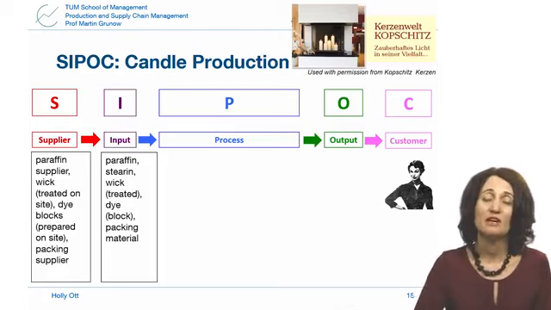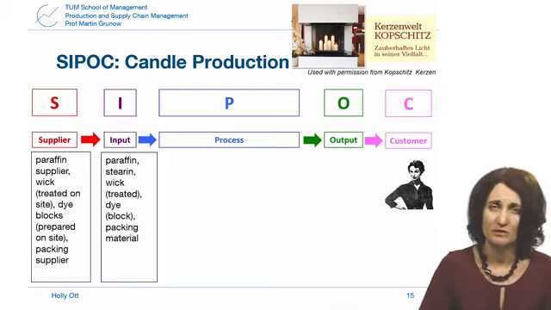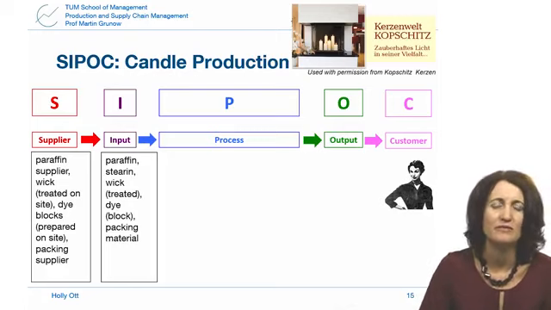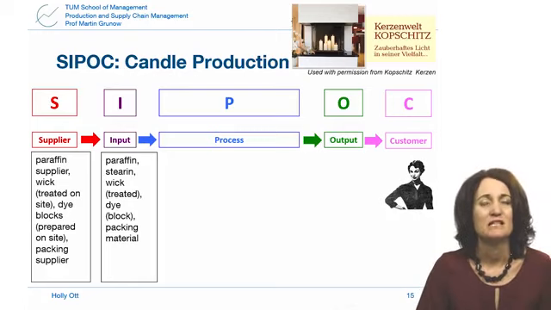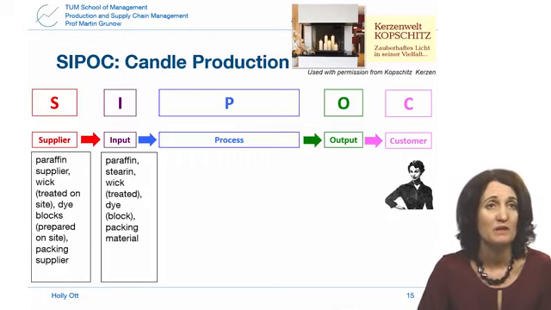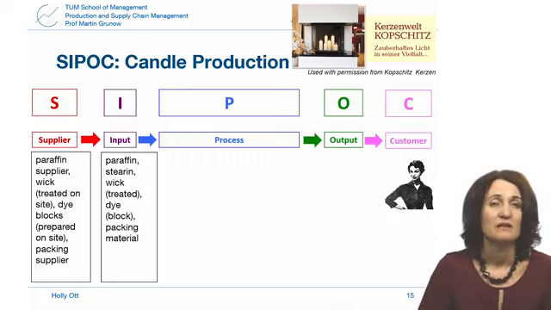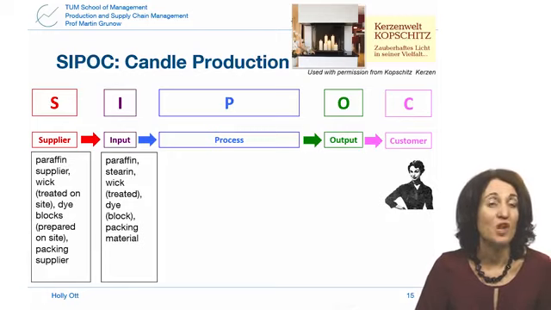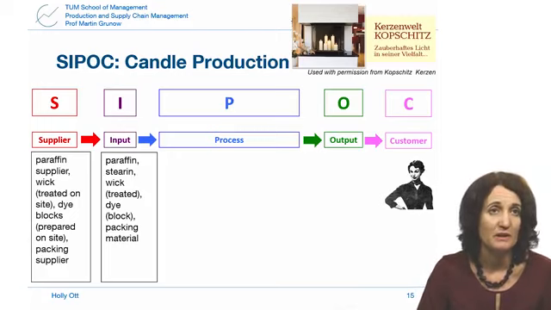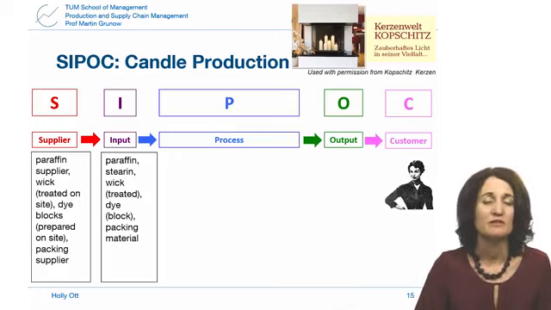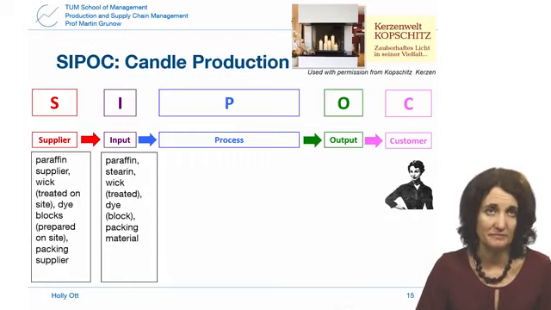So we need to have that coming from suppliers of the commodities, the paraffin. We need to have maybe a process that treats the dye and then treats the wick, and then that will be input into our candle production. We need to have the dye blocks that could also be prepared in a different part of the process so that we can then use those to dye our candles. And of course, we need some kind of supplier of the packing material.